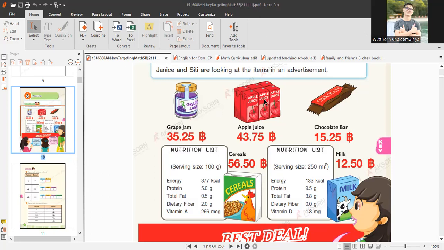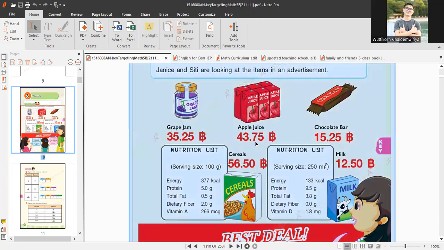Or look at this picture. How much is an apple juice? It is 43. Pay attention to how I read it. 43.75, or 43 and 75 hundred baht.